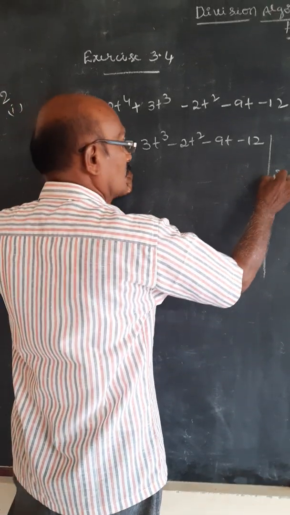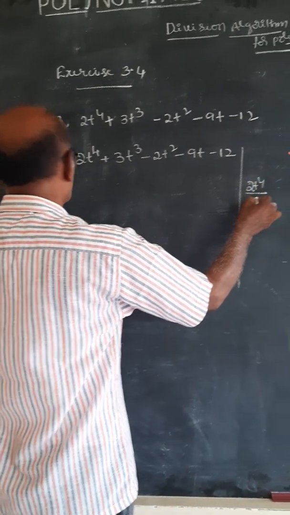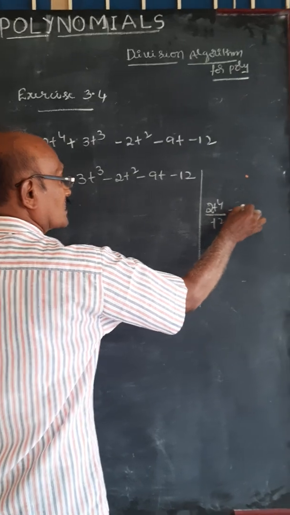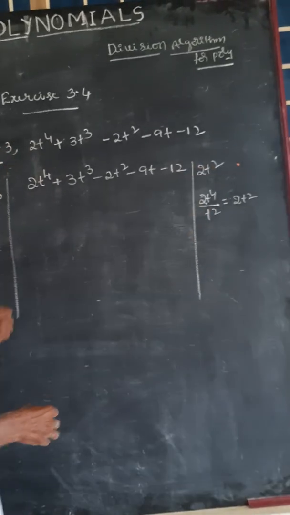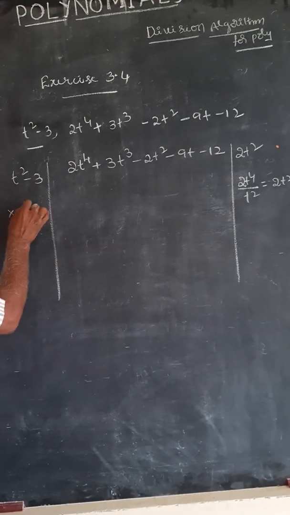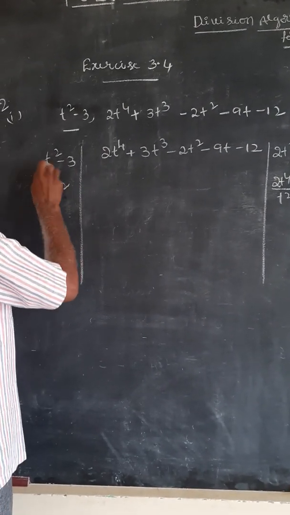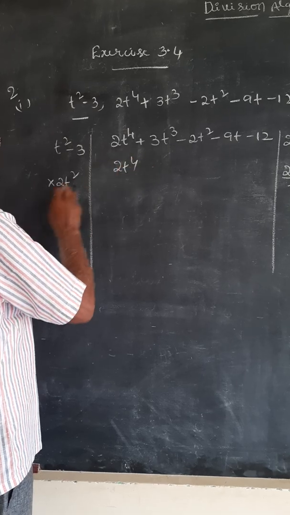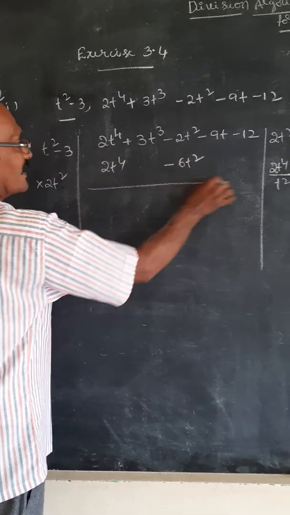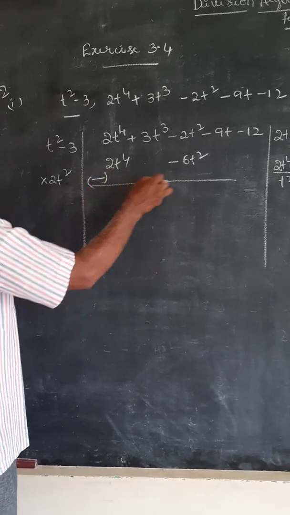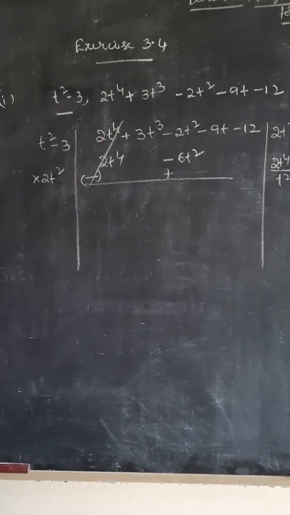What is the first term? 2t power 4. Divide it with the first term t square. The answer is 2t square. Write the quotient as 2t square. Multiply with 2t square. 2t square into t square, 2t power 4, minus 6t square. Here write another like term. Subtraction, minus plus. These two are cancelled.